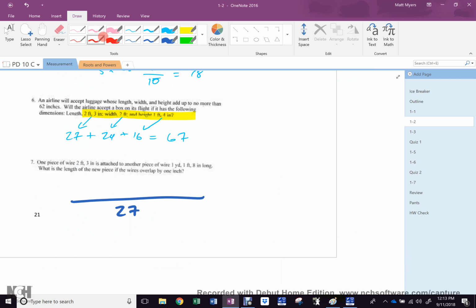Then I got me another length of wire, which is 1 yard, 36, plus 1 foot, 12, plus 8, which is 56. Right? So right now, how long is that if they were just touching? You'd add it up and it'd be 83. But if I do this, now how long is it? What is it, Thomas? 81. Why? They both lose an inch. All of you remember grade 9 when you're doing surface area, you subtract 2 overlaps.